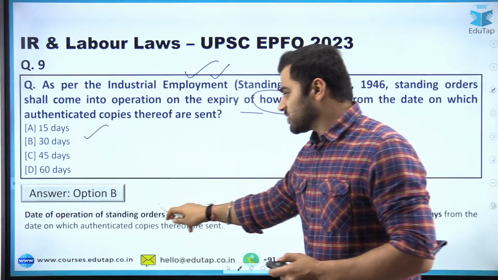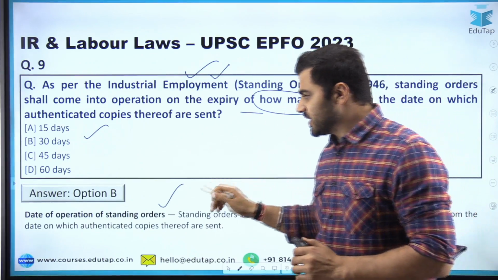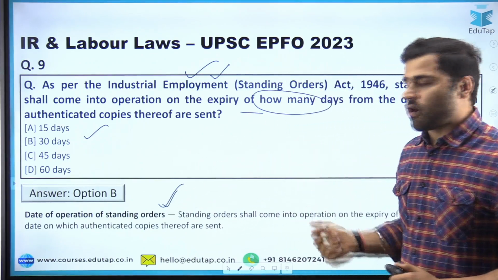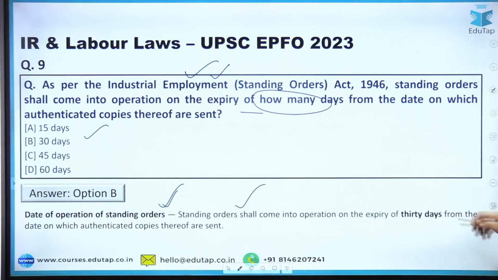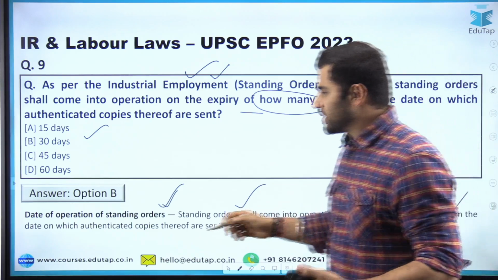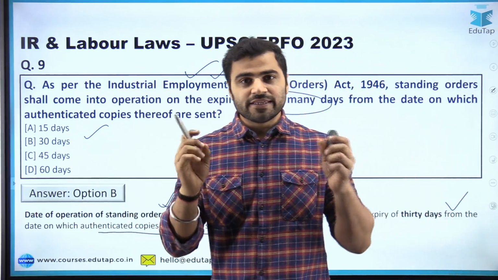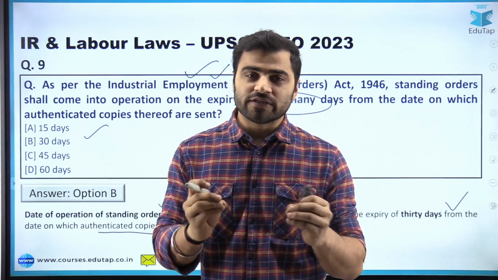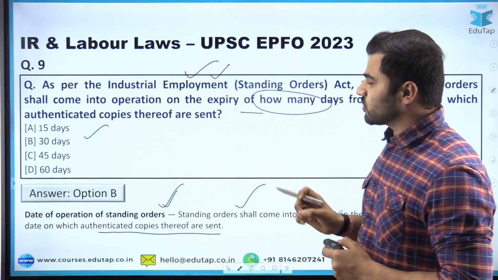So, date of operation of standing orders. When you refer to this particular legislation, you can read there the provision related to the date of operation of standing orders. Standing orders shall come into operation on the expiry of 30 days from the date on which authenticated copies thereof are sent. Guys, believe me, these timeline based concepts and provisions are very, very important for your examination, right? So this was question number 9.